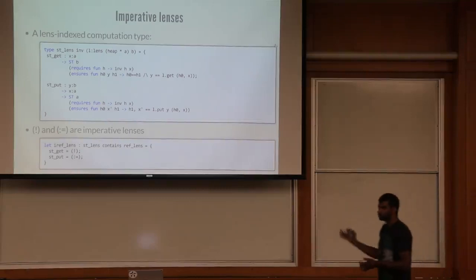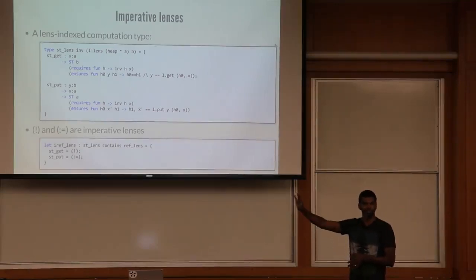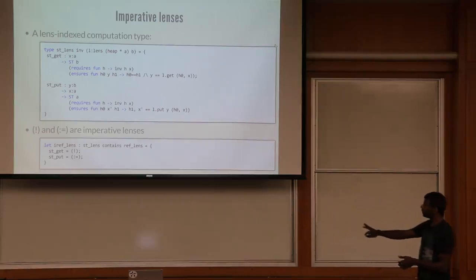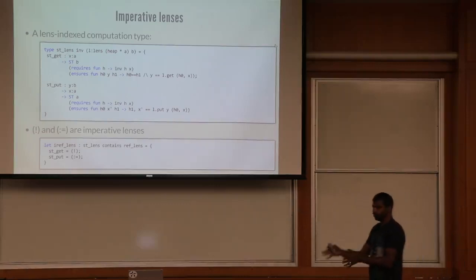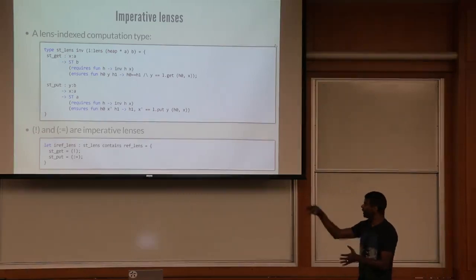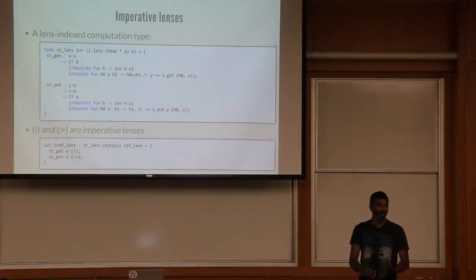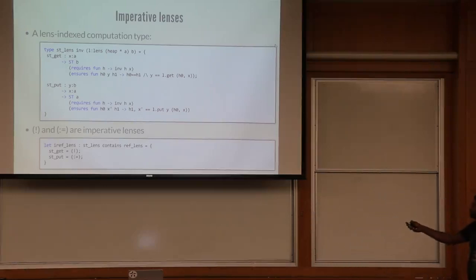So how do we view a destructive update in terms of these purely functional lenses? Well, the general recipe is that you take imperative computations and you index them by a structure that's purely functional, and that index structure describes how the imperative computation behaves. We did that once already with WPs. Now we're going to do it again with lenses. So I'm going to define a new kind of computation type. That's a derived form that says I have an ST lens. It's a stateful lens, indexed by an invariant and a pure lens.